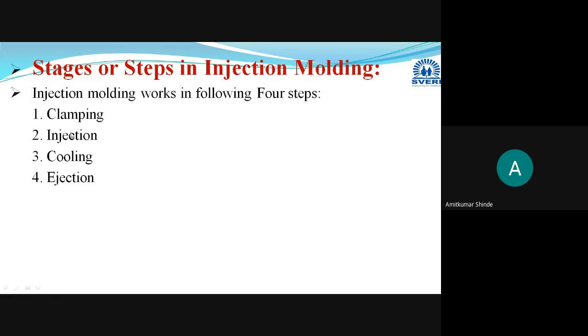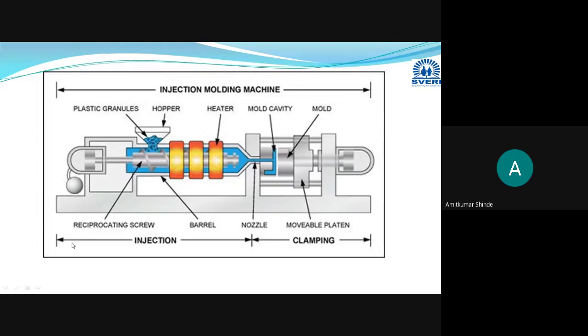When you follow these four stages, clamping, injection, cooling and ejection, one cycle is completed. One processing cycle is completed for injection molding. Generally this takes a few seconds, from 2 seconds to 60 seconds. Within a minute, one processing cycle will be completed. It has a very minimum processing time. That's why this process is used for mass production.